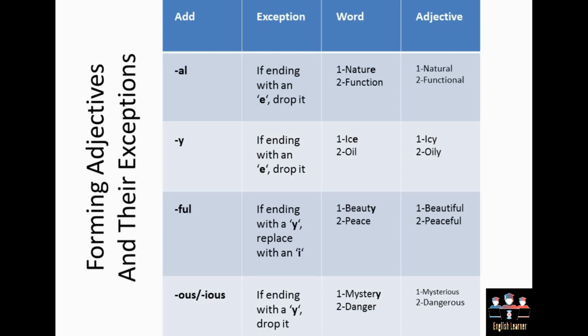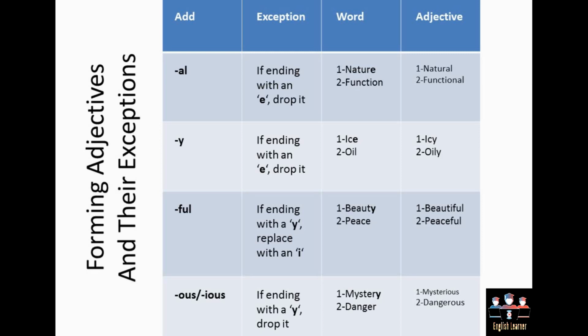Example is nature. You are observing here that nature is ending on the letter e. So we are going to just drop the e and then place al at the end of it to make it adjective. Similarly, function. It will be made as functional.